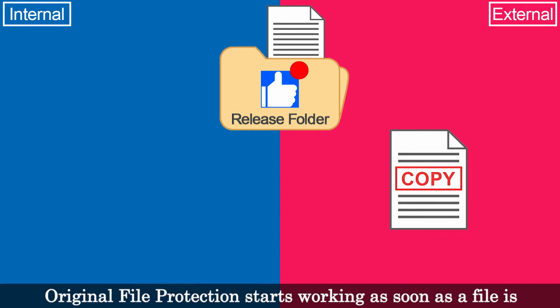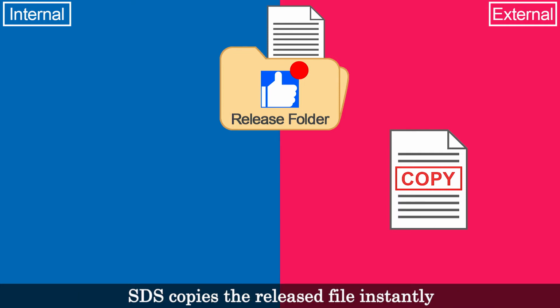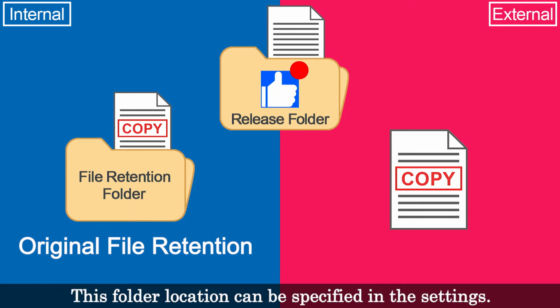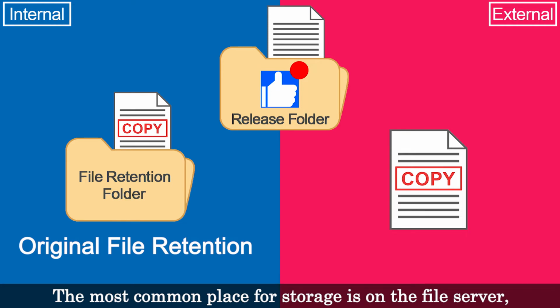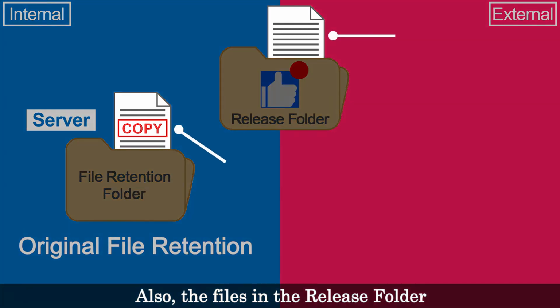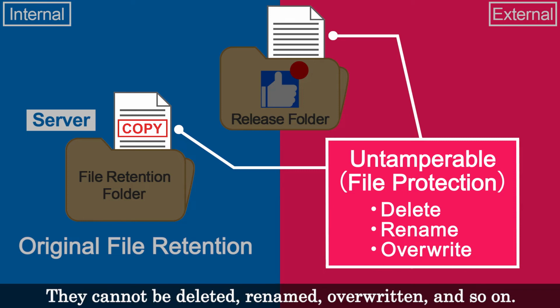Original file protection starts working as soon as a file is attempted to be released out from the release folder. SDS copies the released file instantly and saves a copy into the specified folder. This folder location can be specified in the settings. The most common place for storage is on the file server, but it can be specified in other locations as well. Also, the files in the release folder and the specified folder are protected from tampering. They cannot be deleted, renamed, overwritten, and so on.